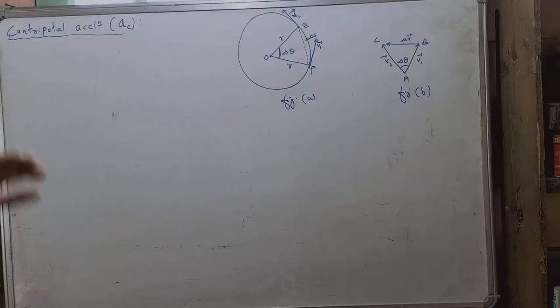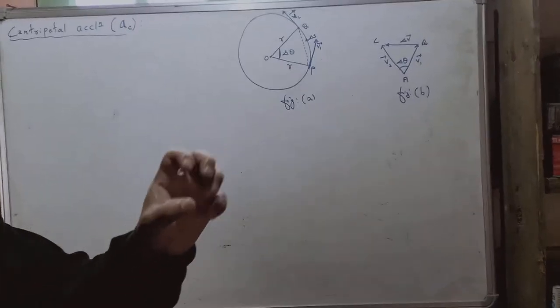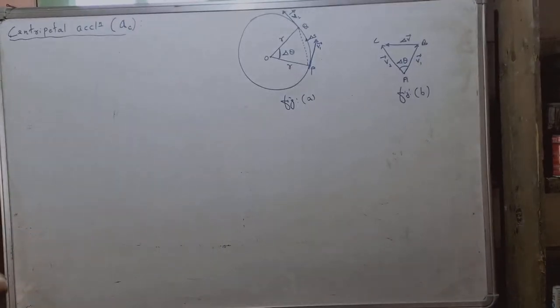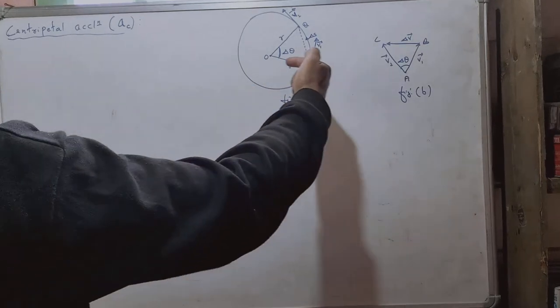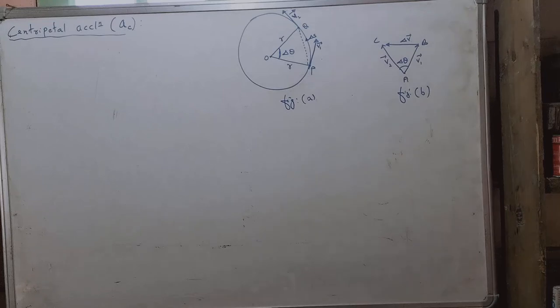Because it is accelerated, the body which is moving in a circle should have an acceleration, and that acceleration is known as centripetal acceleration. The direction of this centripetal acceleration is always towards the center of the circle. Now let us discuss the derivation of the centripetal acceleration.